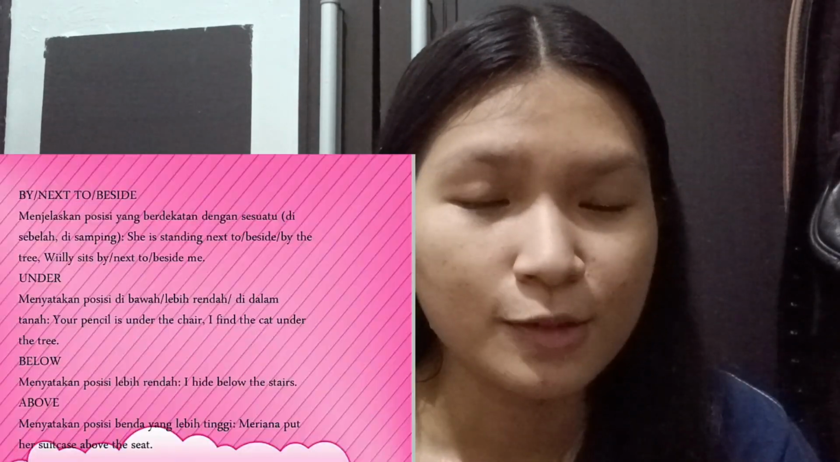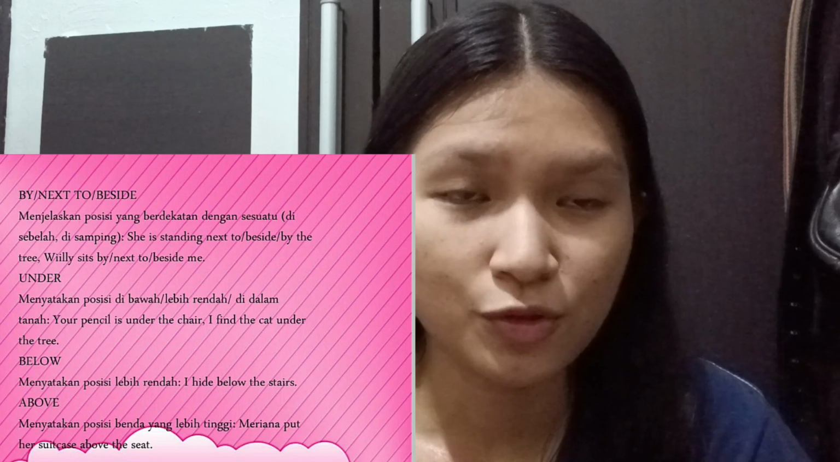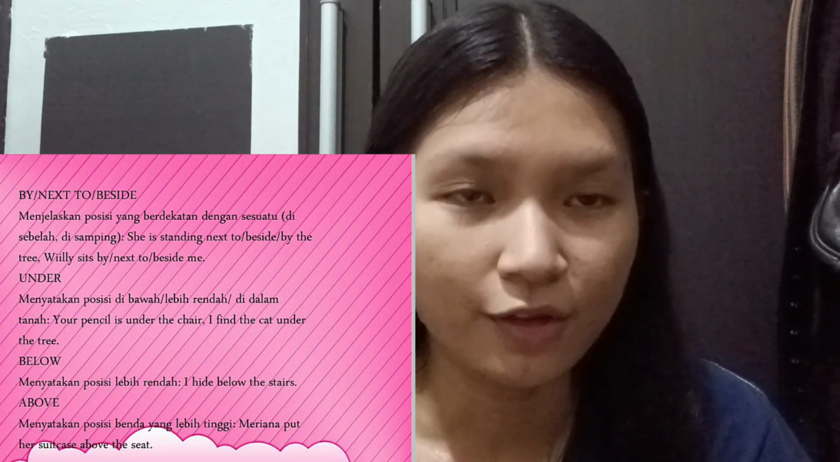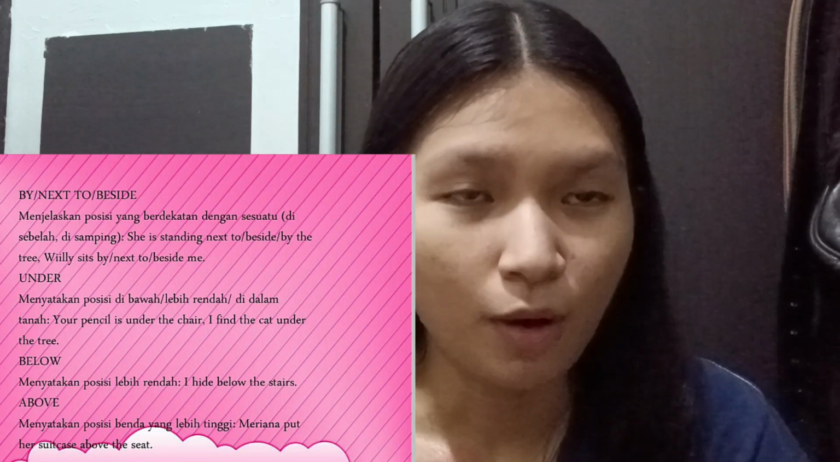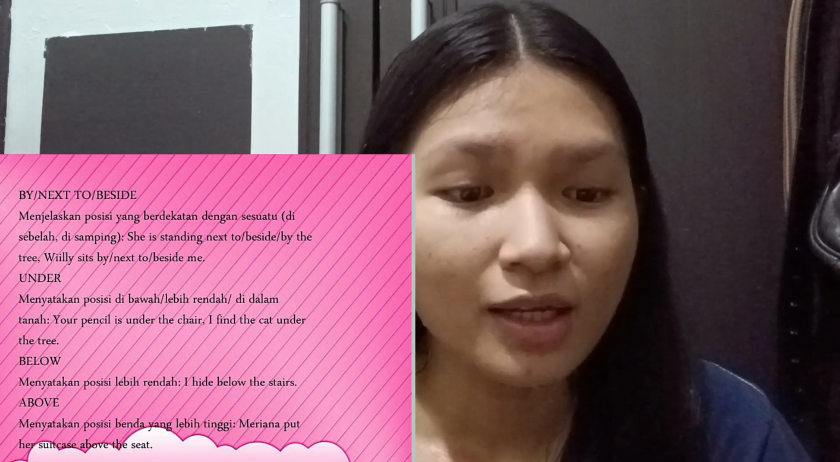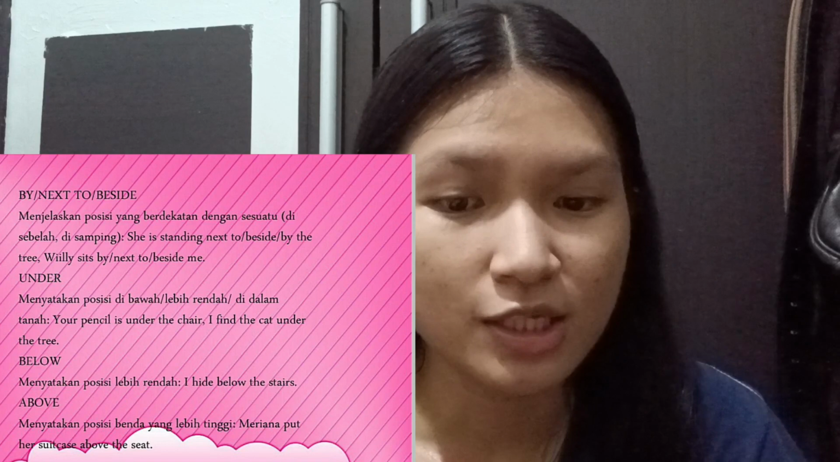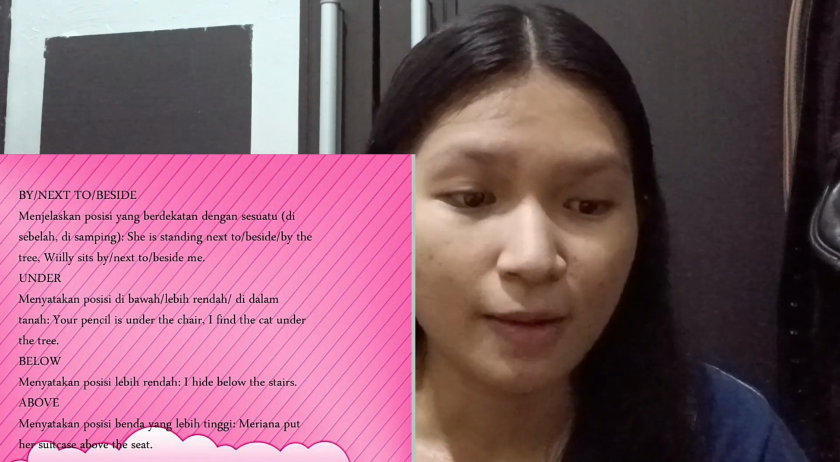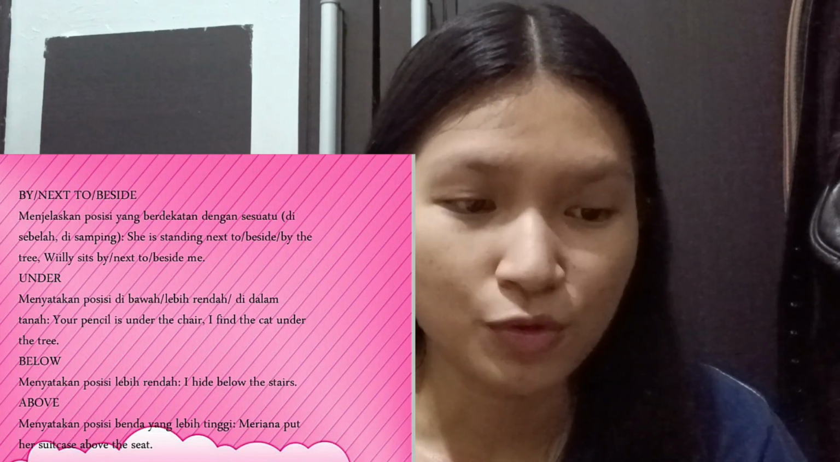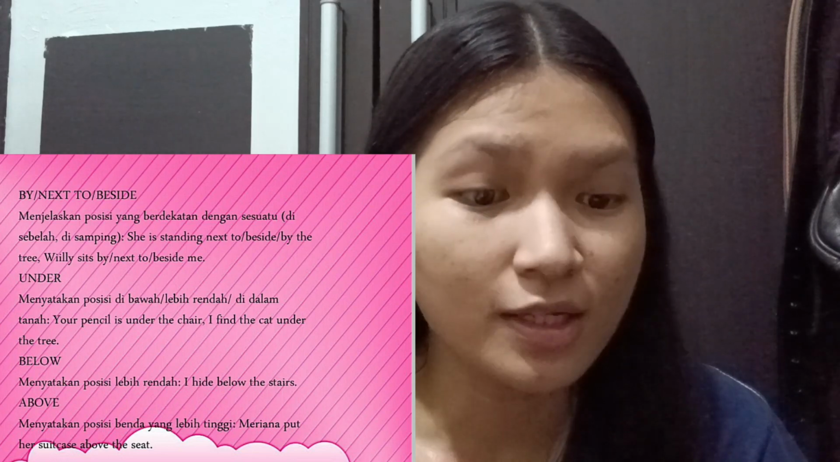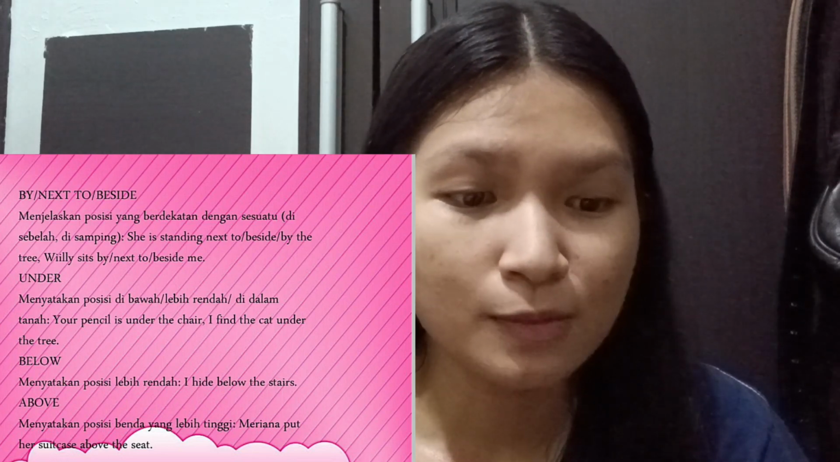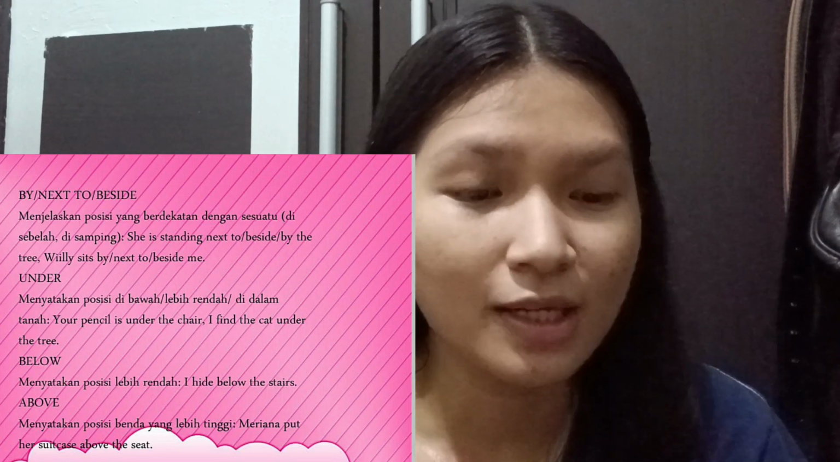In this next slide, they explain about by, next to, beside, under, below, and above. By, next to, or beside describes a position adjacent to something. Example: she is standing next to, or beside, or by the tree. Willie sits by or next to or beside me.